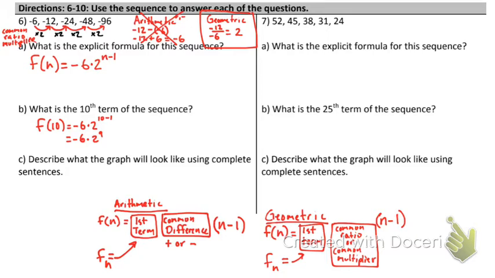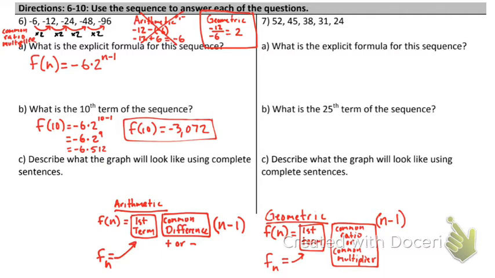It's like 5 something. So 2 to the 9th is 512. So this is negative 6 times 512, and then we multiply that together. And the 10th term in our sequence is negative 3072. Okay? All right.